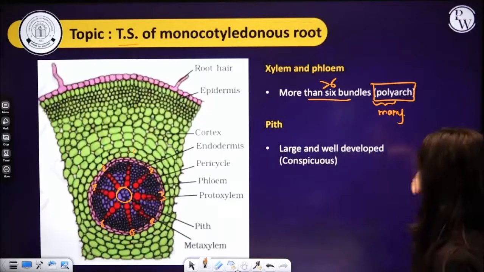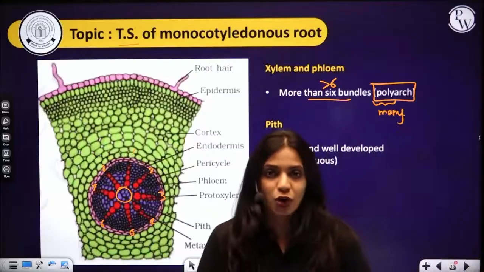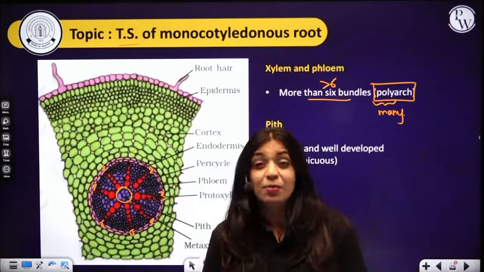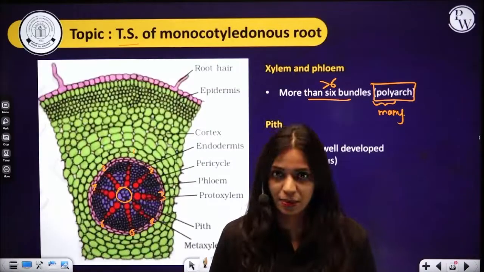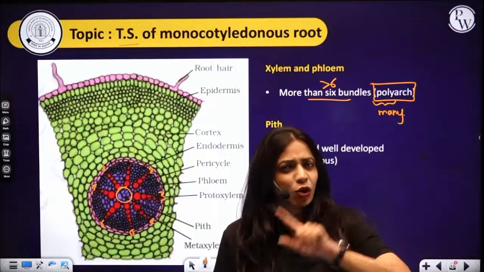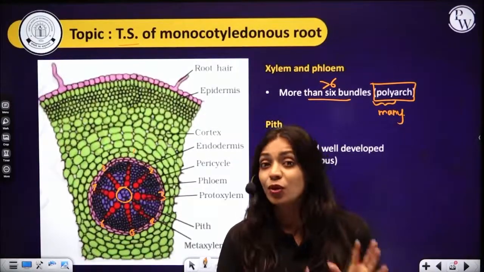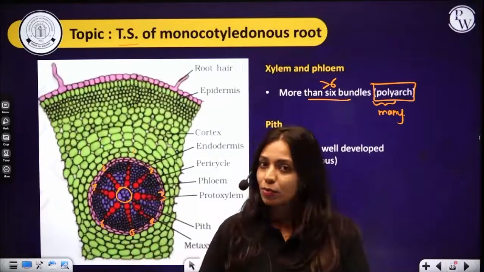So these are the only two differences that you can find between a monocot root and a dicot root. Otherwise, epidermis, cortex, endodermis, pericycle, conjunctive tissue, everything else is the same. It's only in the number of xylem and phloem patches and how conspicuous the pith is. These are the only two differences between a dicot root and a monocot root.